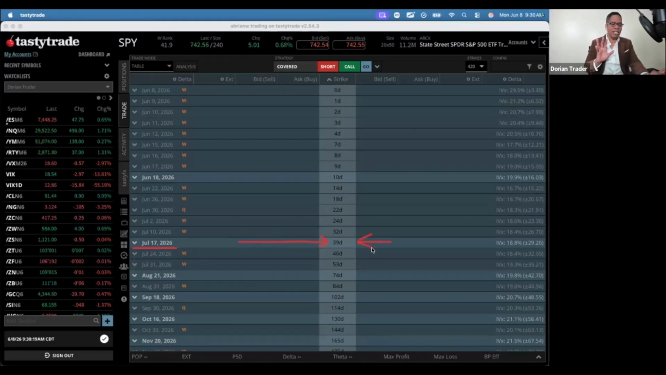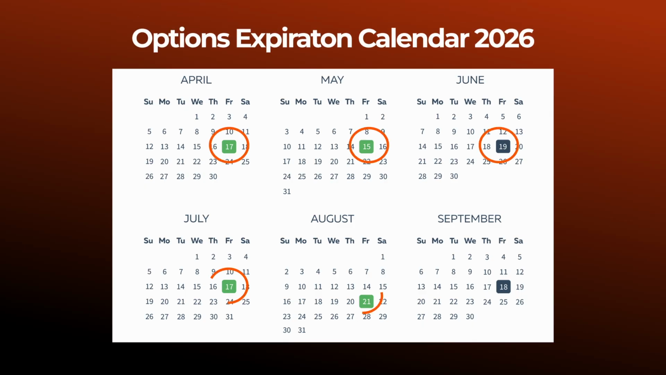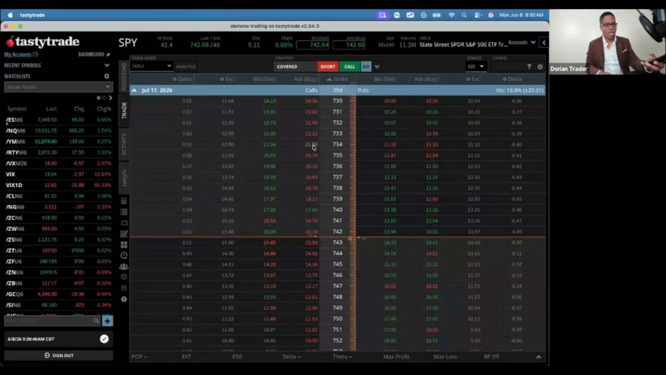You can choose which time frame you want. They have what they call weekly options, where you'll see a W, and they have quarterly options, where you'll see a Q. And if it's not a weekly or quarterly, then it's most likely a monthly option that expires on the third Friday of that month. If we look at July the 17th and you look on a calendar, it's going to be the third Friday of that month.